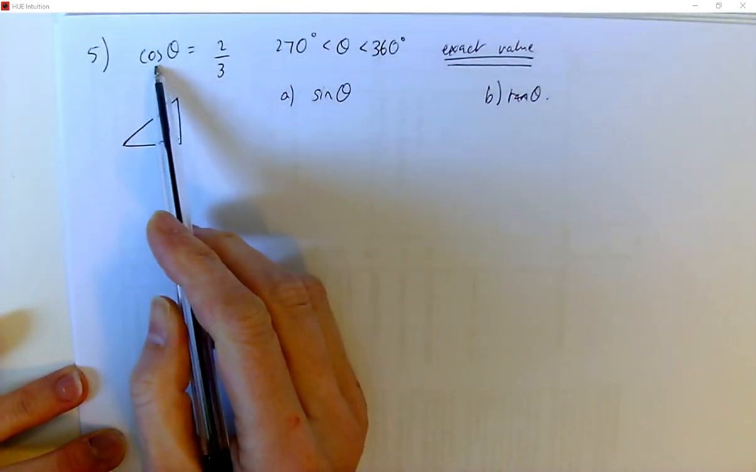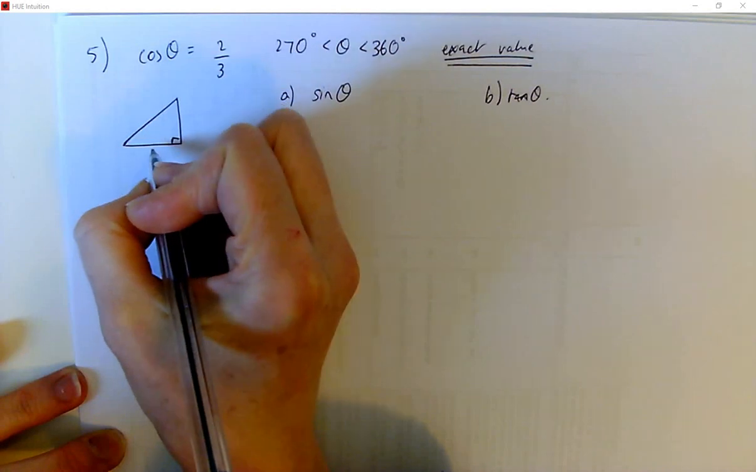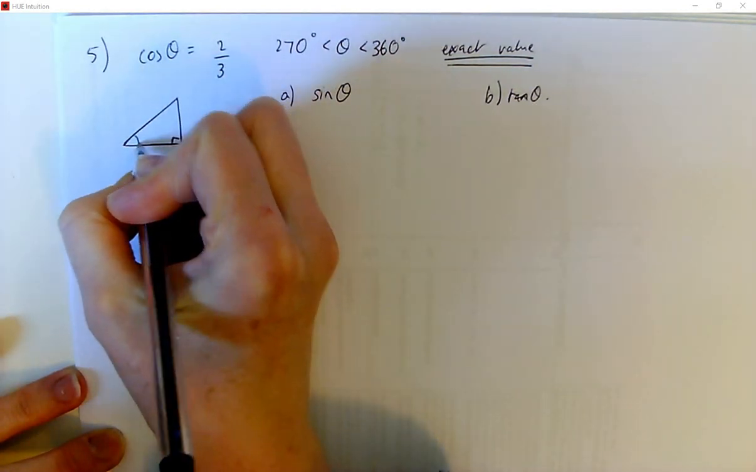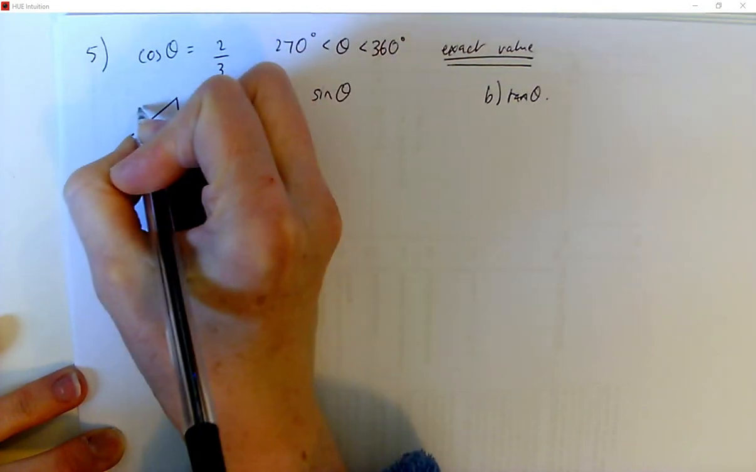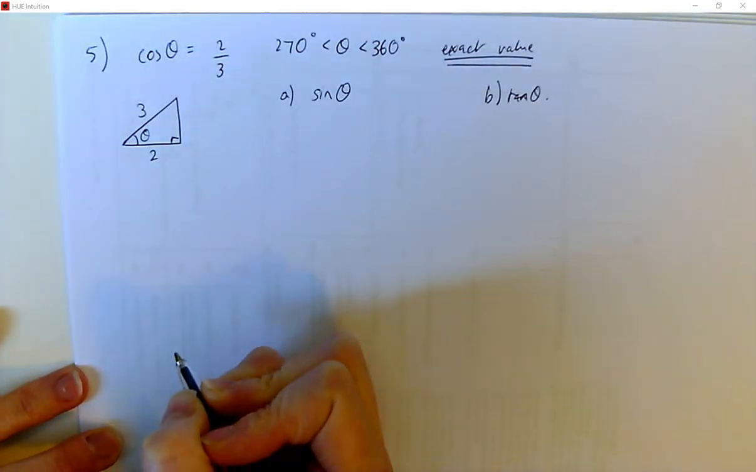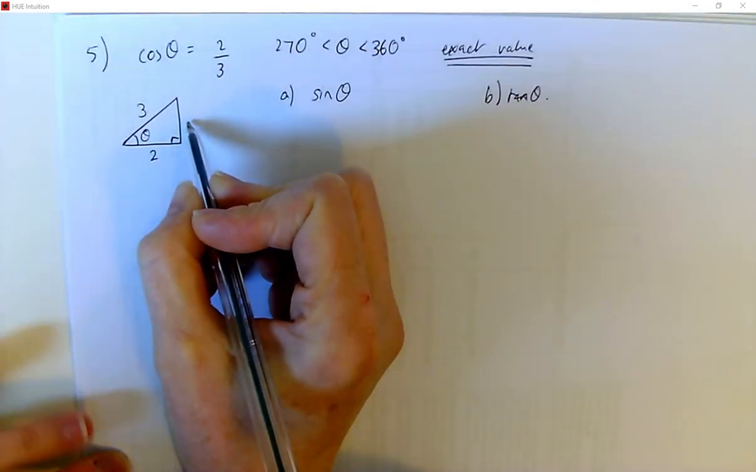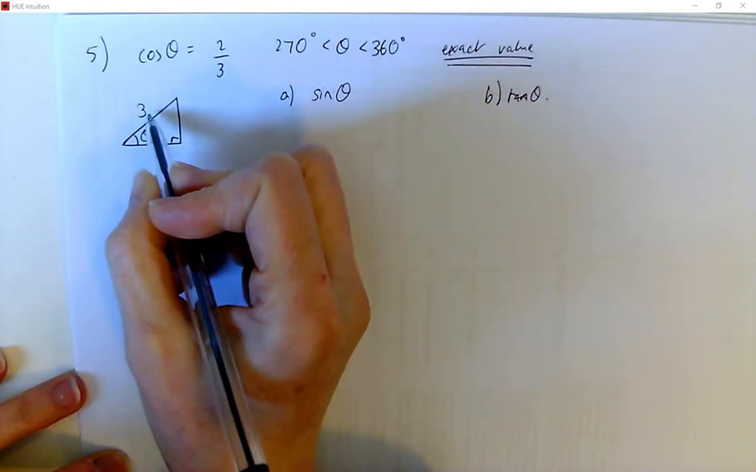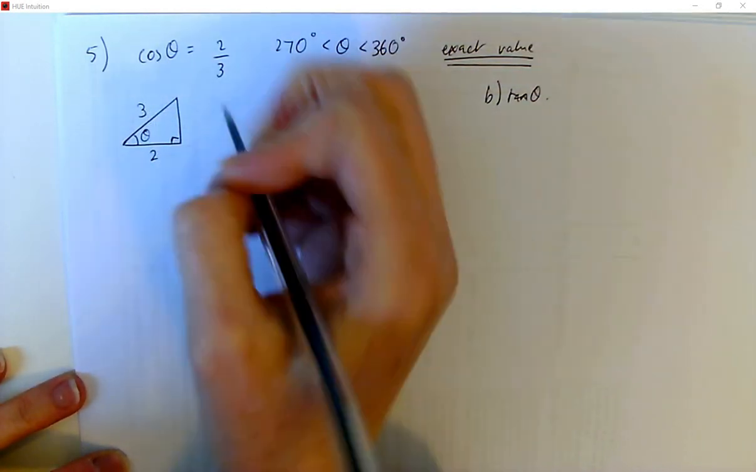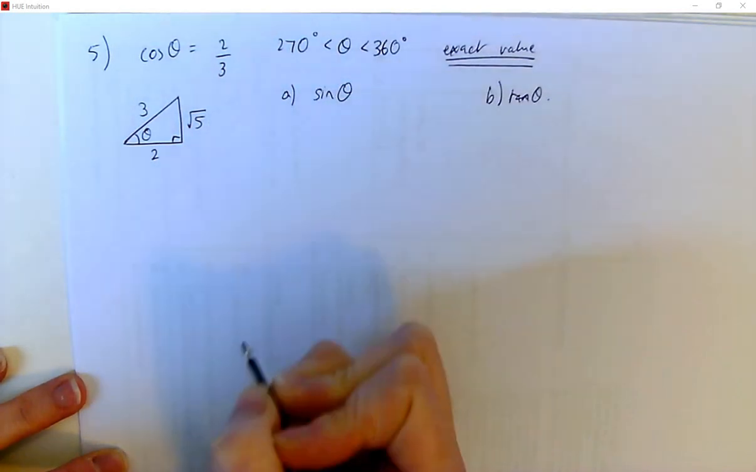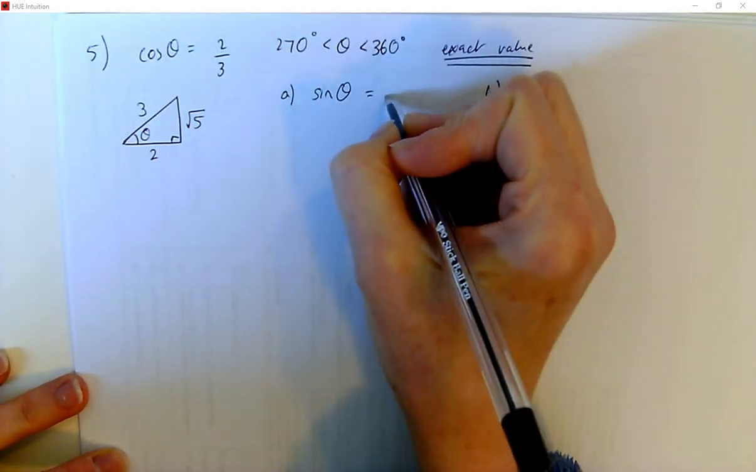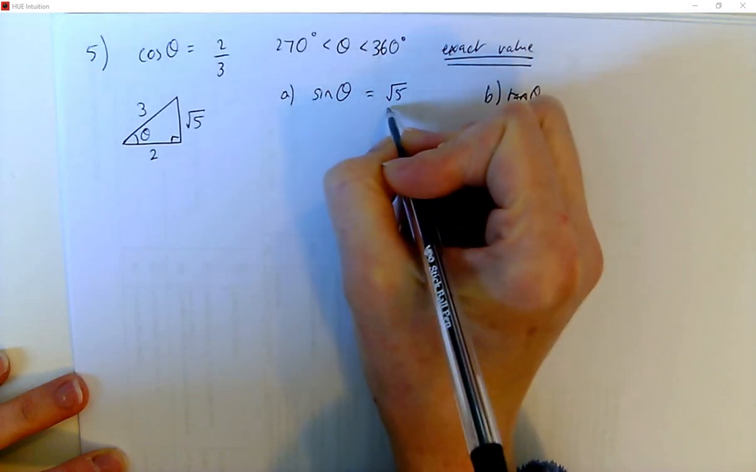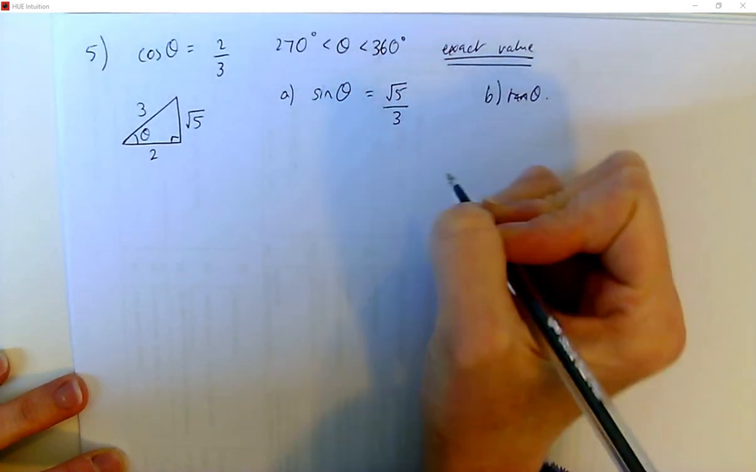So in SOHCAHTOA, cos is adjacent over hypotenuse, so I need to pick an angle, doesn't matter which one. So this would mean my adjacent would be 2, my hypotenuse 3. Okay, so we can easily work out the opposite side using Pythagoras. So we're going to do 9 take away 2 and then root it, so that's root 5. So that then tells me that sine has got to be a value root 5 over 3, opposite over hypotenuse.